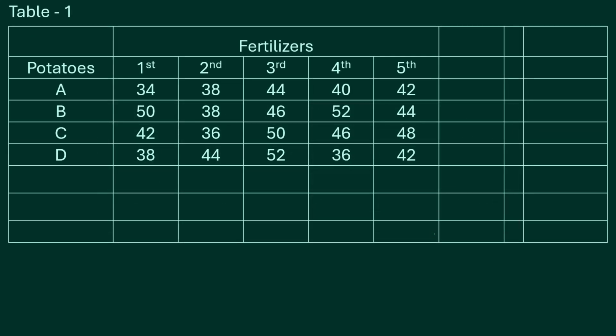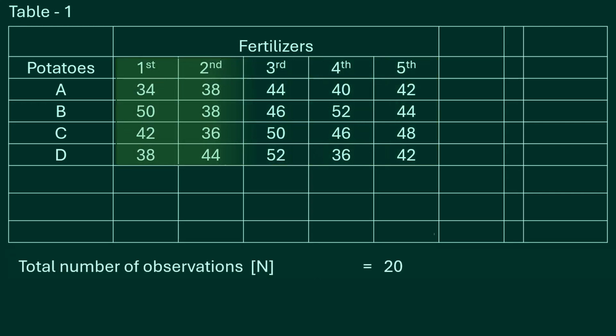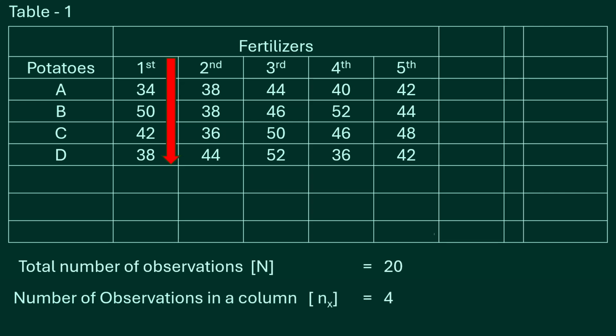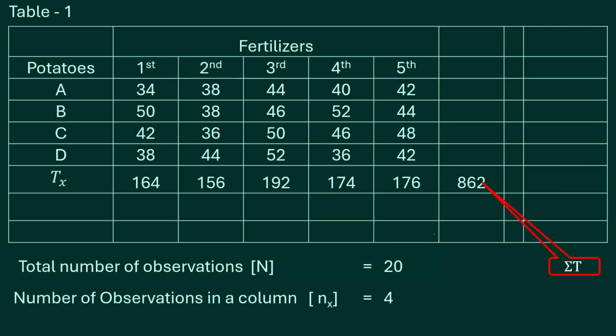Find the total number of observations, capital N. It is 20. Find the number of observations in a column, that is nx. It is 4. Calculate the column total Tx. They are 164, 156, 192, 174 and 176. Then calculate the grand total sigma t. It is 862.